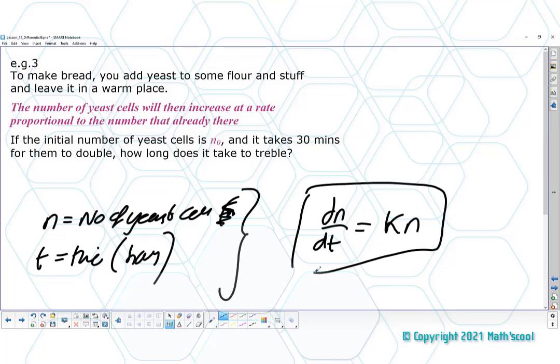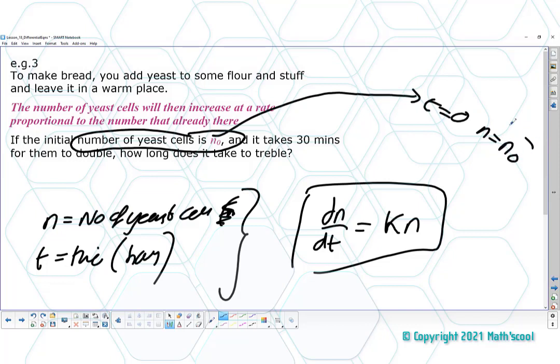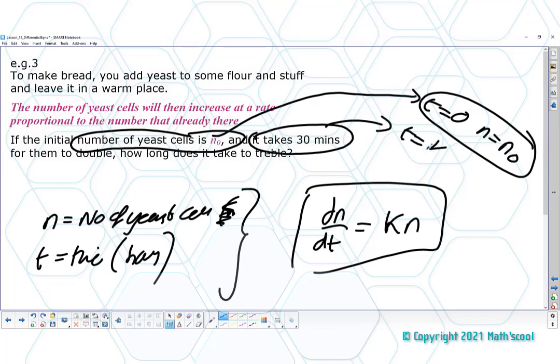The initial number of yeast cells is N0. So that's telling you T is 0, N equals N0. And it takes 30 minutes to double. That's telling you T is a half, N equals 2N0. Those are the 2 bits of information they're giving you.